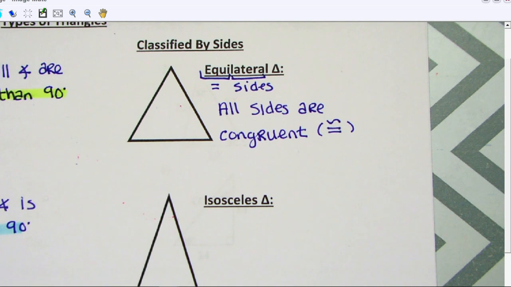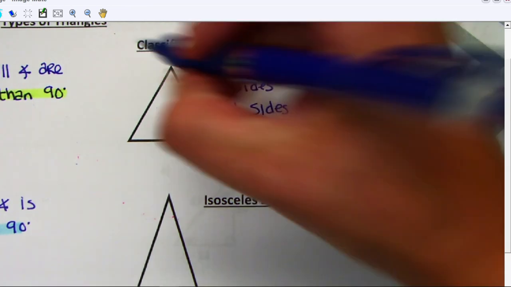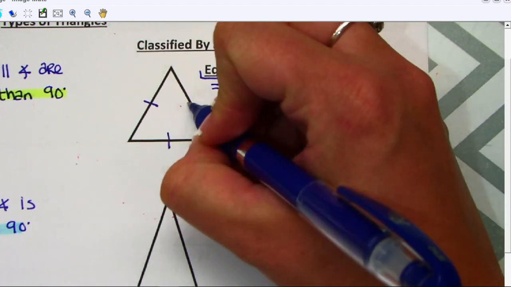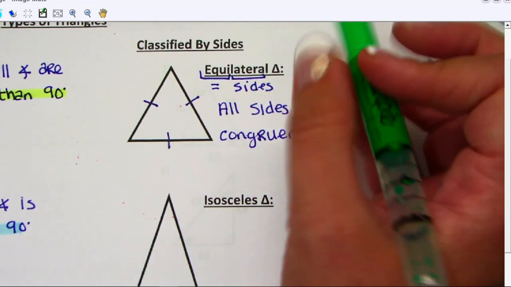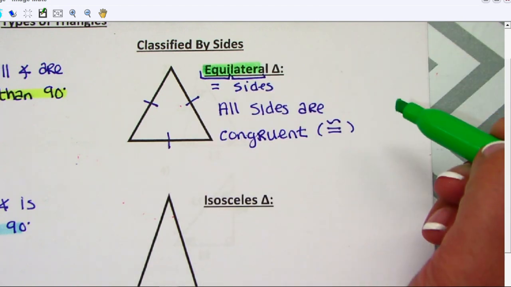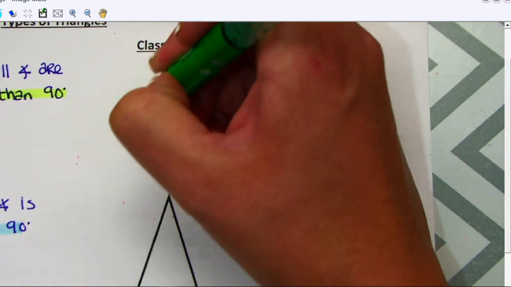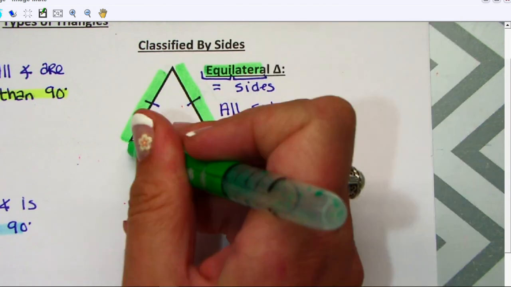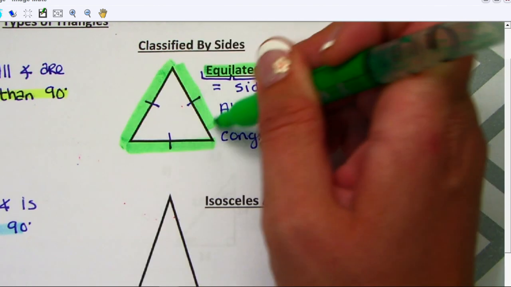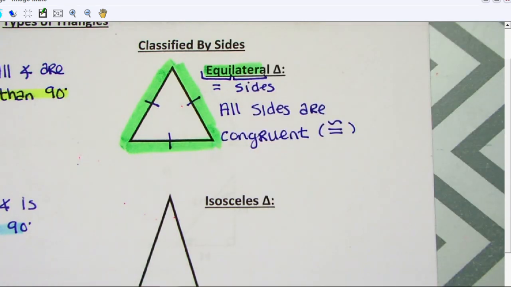How do we show that each side is the same measurement? What should we draw? One bar. Good. One, one, one. So equilateral means that this side and this side are equal. They're all going to be the same measurement. Equilateral, equal sides. Okay, so equilateral is our first one.